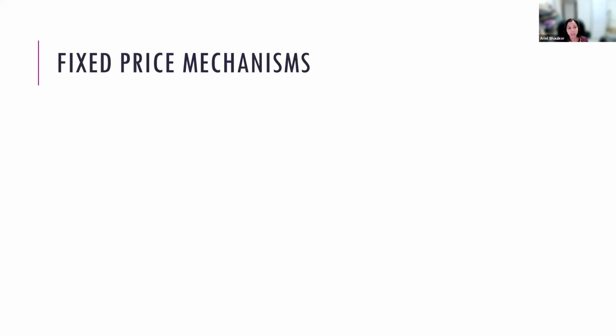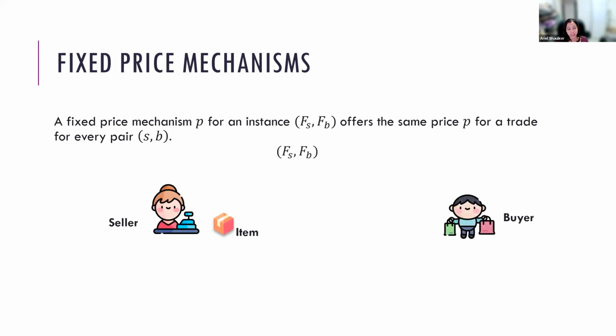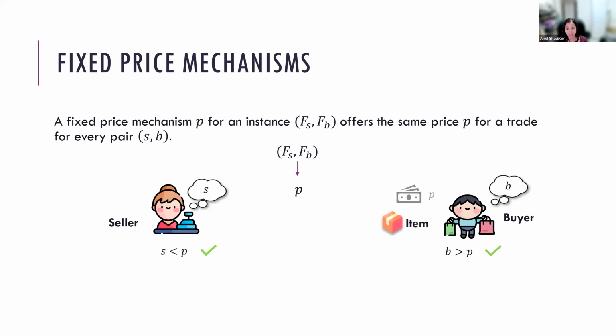Now I'll mention an important class of mechanisms called fixed price mechanisms. So a fixed price mechanism for an instance of the bilateral trade problem first observes the distributions, and then it decides on a price P. Now, we ask the agents for the reported values, S and B, and if the value of the seller is smaller than P, and the value of the buyer is larger than P, then there will be a trade. The item is transferred to the buyer, and P units of money are transferred from the buyer to the seller.